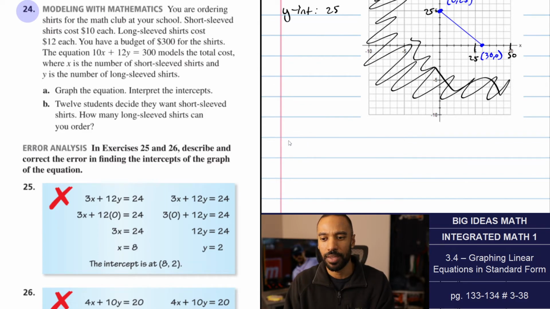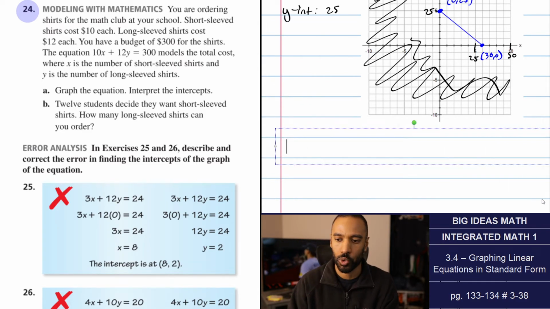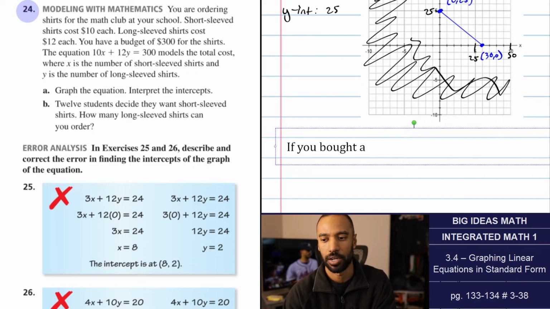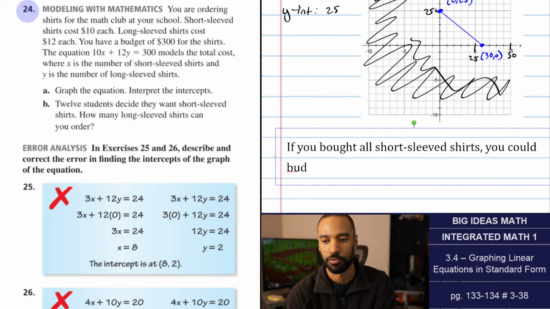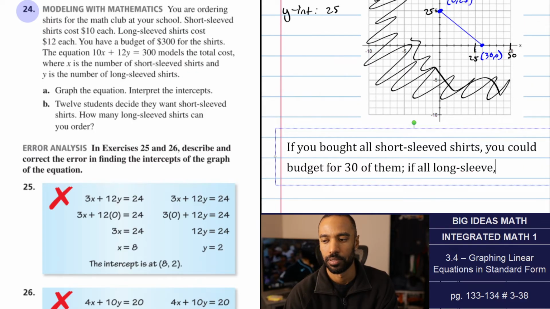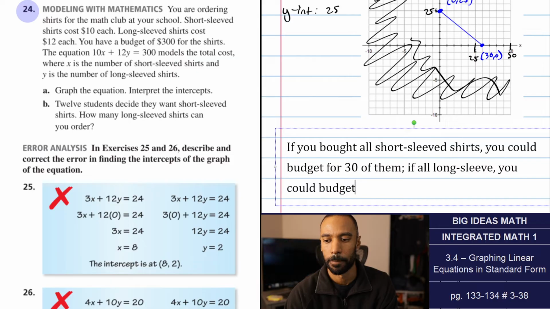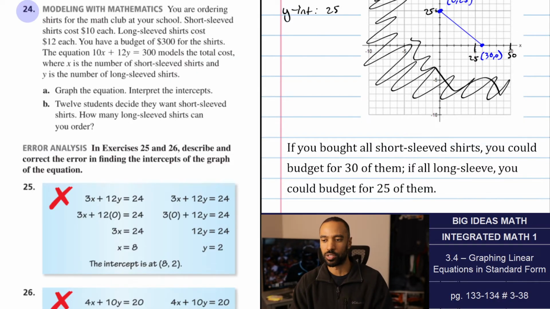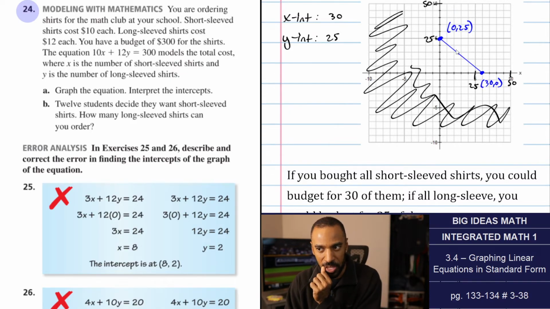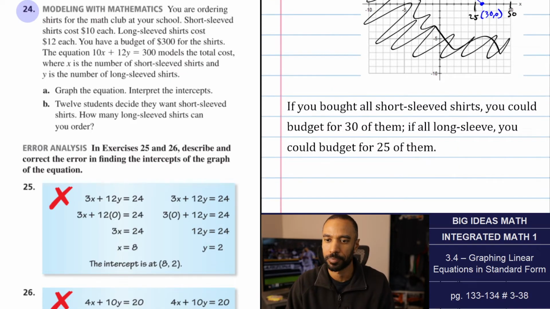It's kind of the more if scenario. If you bought all short sleeve shirts, you could budget for 30 of them. If all long sleeve, you could budget for 25 of them. All long sleeve means no short sleeve, etc. That's where the zeros come from on the other side. So that's my interpretation of part A.